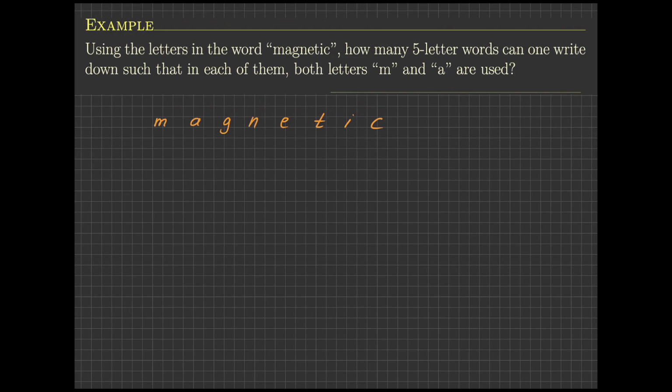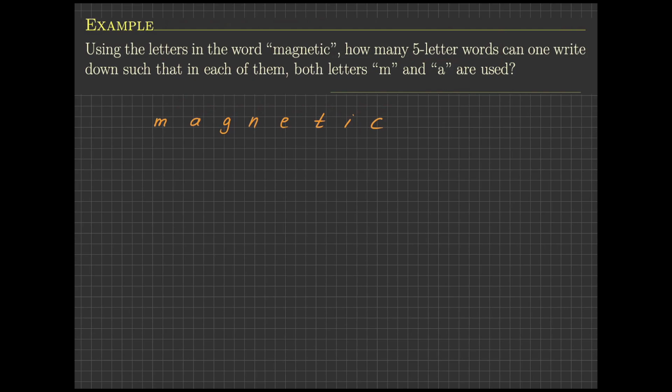Now I want to write 5-letter words. If I just stop here, what's the answer? How many 5-letter words can I write? P(8, 5). So if you want, you can calculate. But in this case, how many locations do I have in general? I have 5 locations. Okay, but I have some constraints. I want to use M and A in all of them. Okay, so how do you do that?